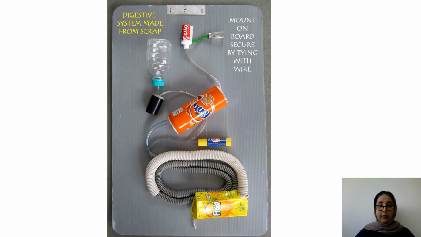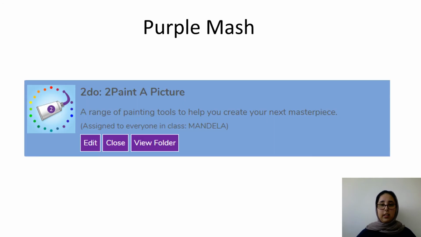Once again, we can be looking at what we can use. So what did we have? We had the pulses, the empty cartons, anything you can find around the house. And if you can't do that, that's okay. You can always go on Purple Mash and you can draw a picture of what you would have used if you had those pieces of materials.